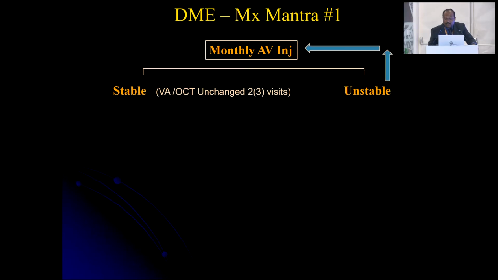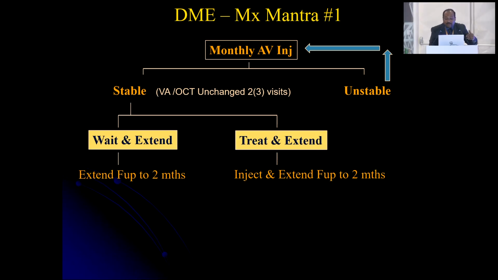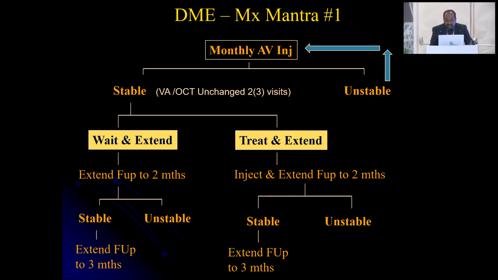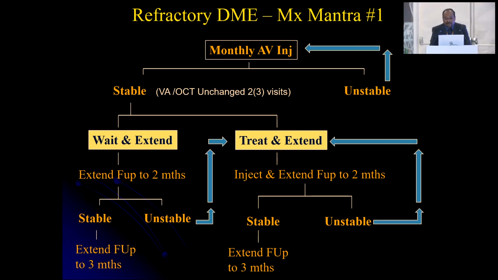bevacizumab. So the first general treatment is monthly anti-VEGF injections until acuity is stable, visual acuity and OCT are unchanged over 2 or 3 visits. If those mitigating factors I listed were there, then you can go for a wait or observe and extend follow-up up to 2 months. If those clean and encouraging factors are there, you can treat and extend. If it's stable, extend follow-up up to 3 months, or if it's unstable, go back to treat and extend.